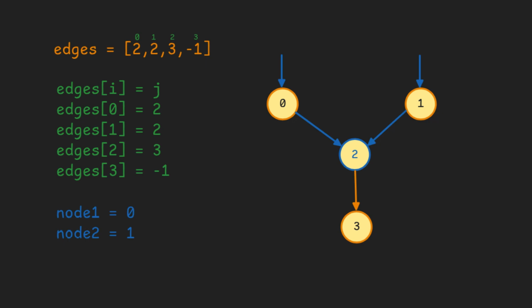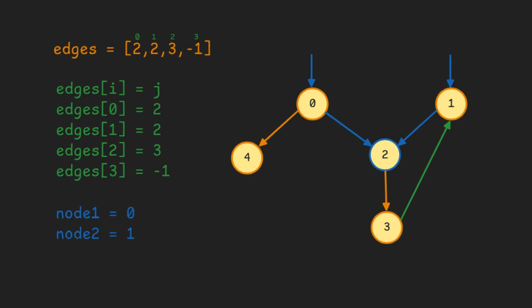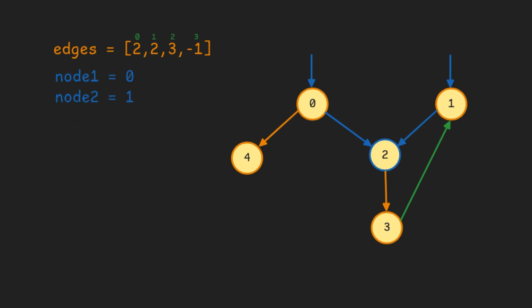Simple enough, right? But here's where it gets tricky. The graph may contain cycles. You have to track how far each node is from node1 and node2. And remember, multiple nodes may tie on distance. Pick the one with the smallest index. Let's solve it step by step.